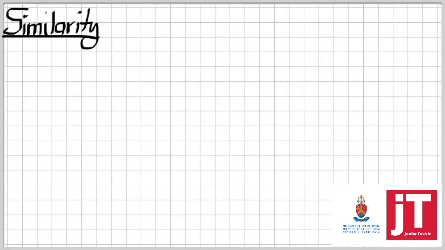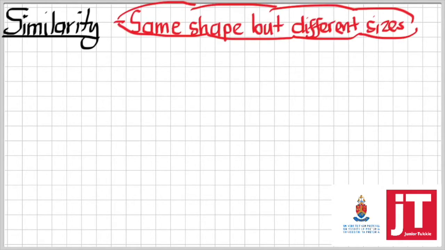In theory, two triangles or two shapes are regarded as similar if they have the same shape but different sizes. In other words, one has been magnified, one is larger than the other.